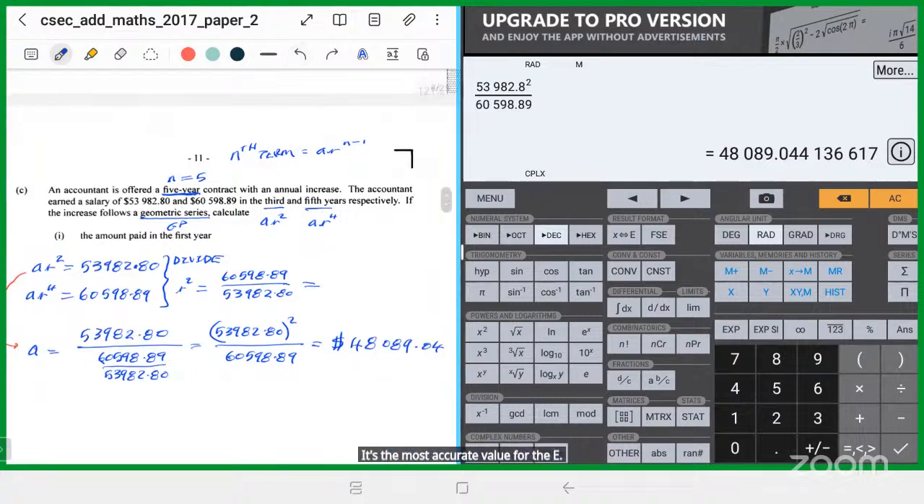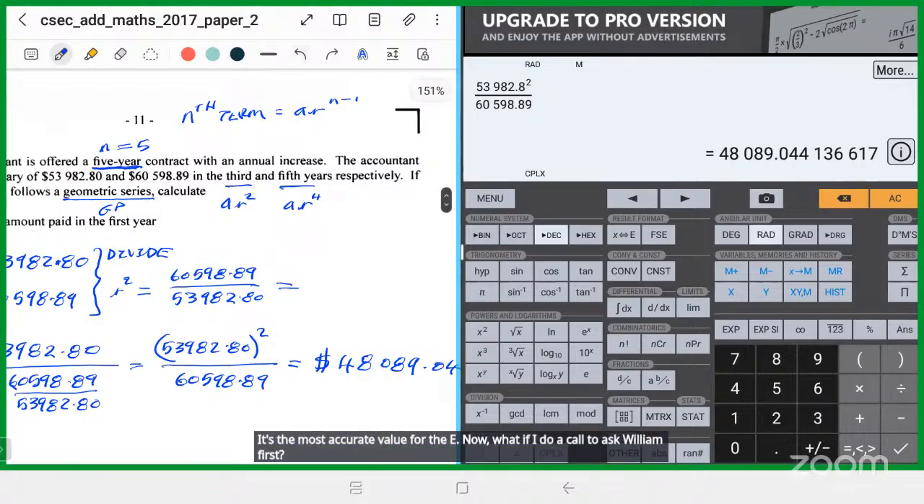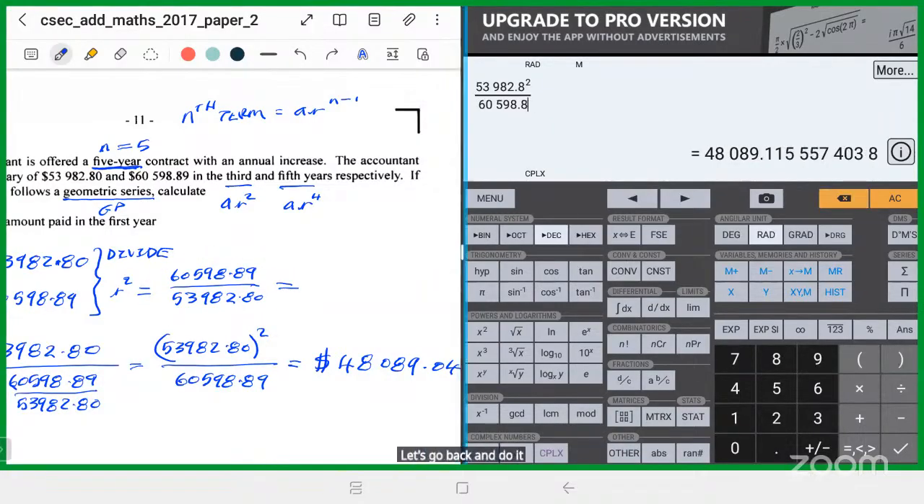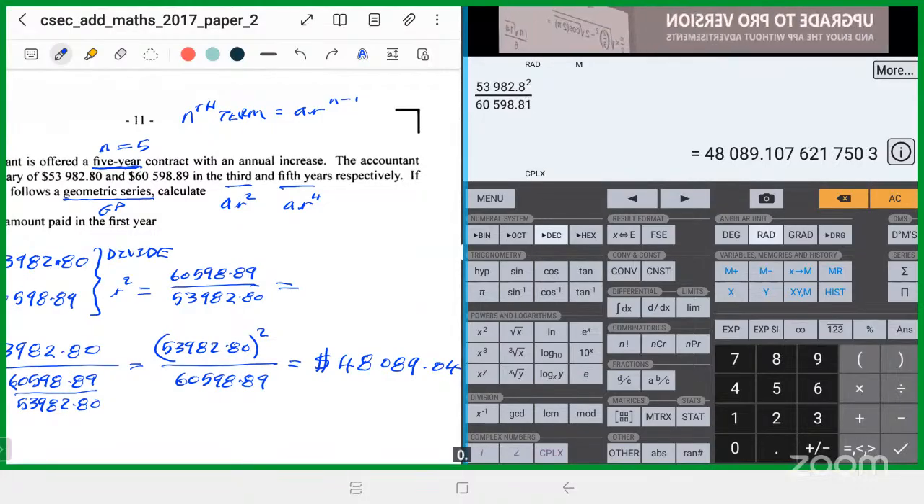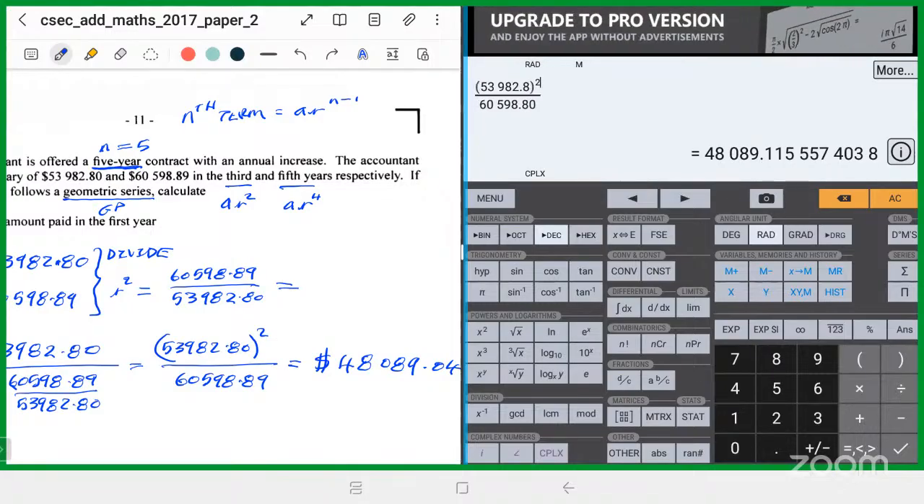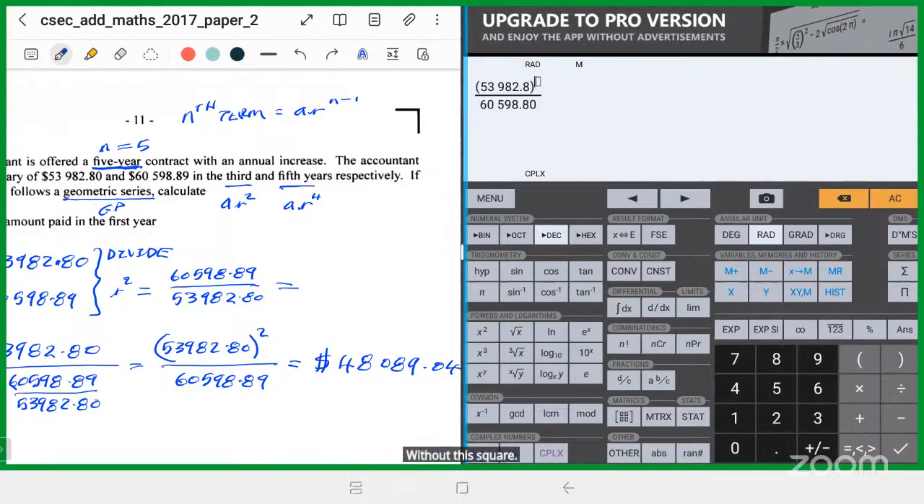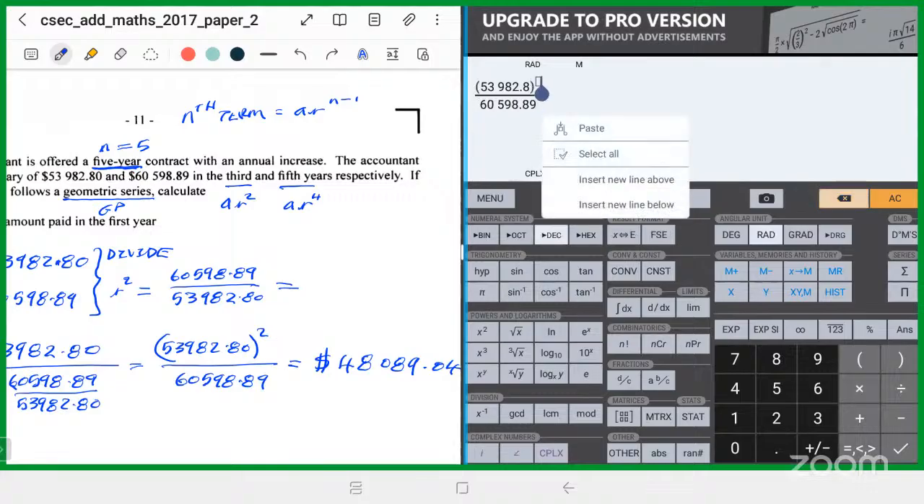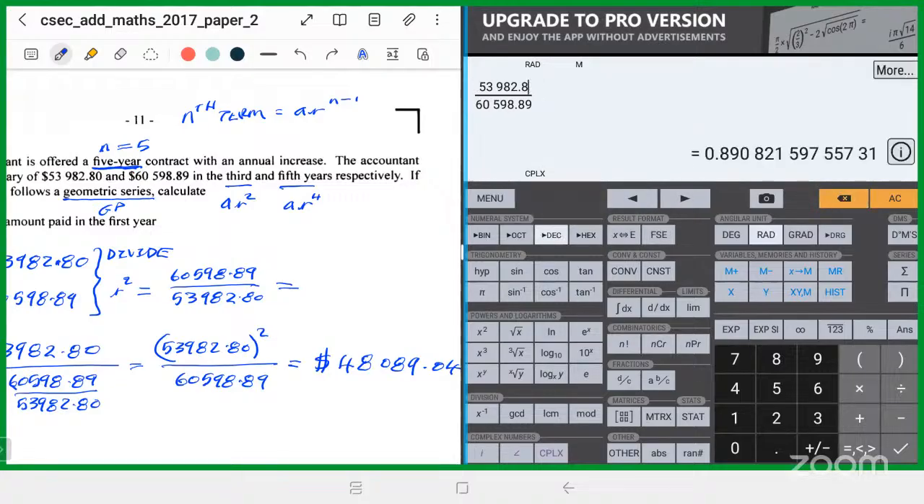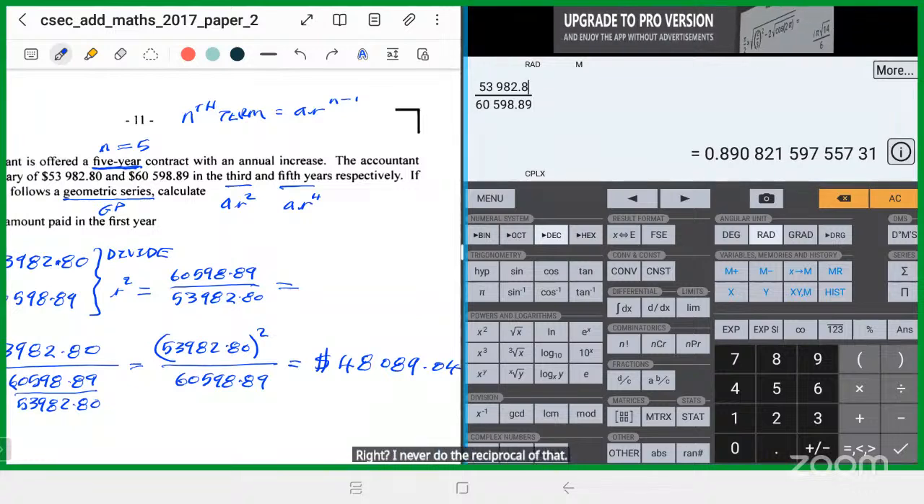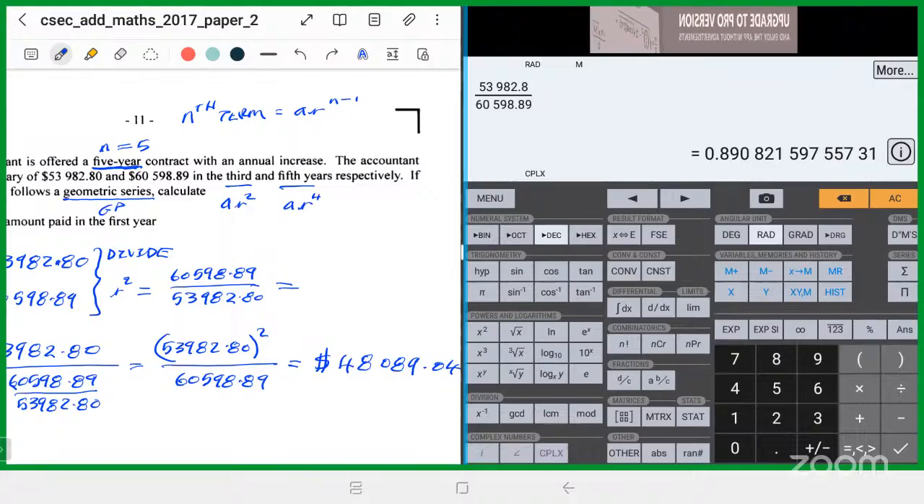Now, what if I worked out the R squared here first? Let's go back and do it now. Go back to 0. Look off the square. That was 8, 9. Look off the square up here. Right, and then we'll do the reciprocal of that, and we'll do the reciprocal of this.